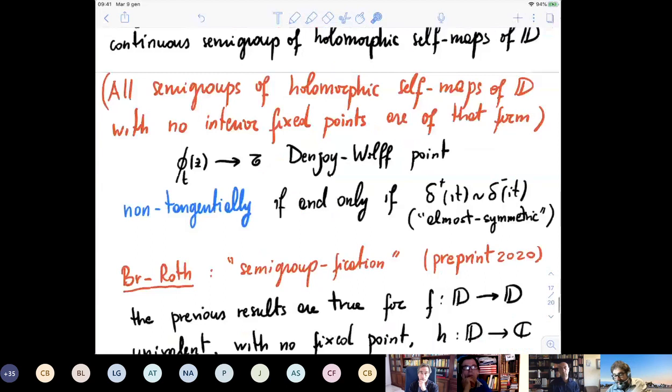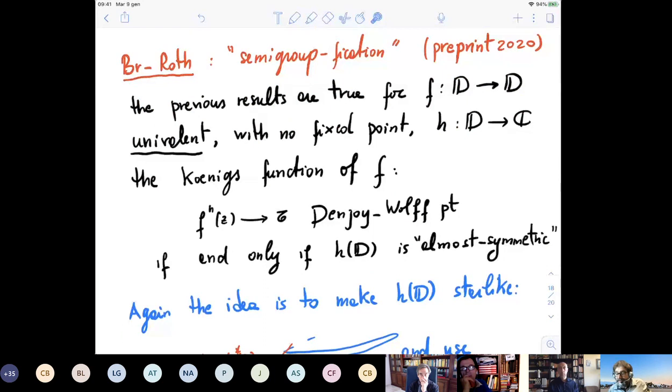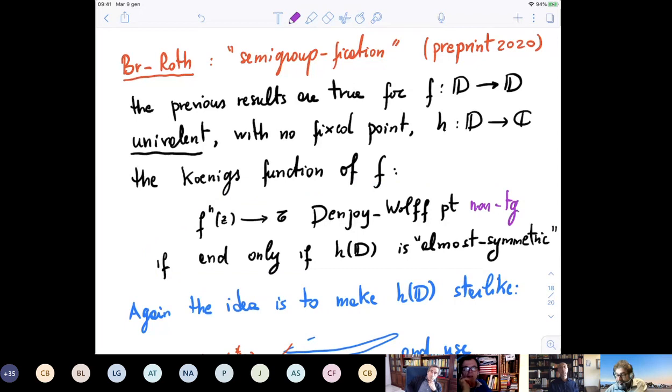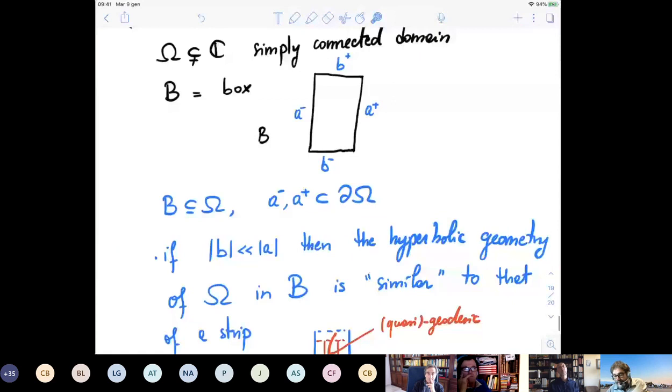Just to end up, this idea can be pushed forward to consider not only semigroups, and this is what I did with Oliver Roth recently, but to consider univalent self-maps of the unit disk. Still, you have the same result: the convergence is non-tangential if and only if the image domain of the Koenigs function is almost symmetric. And here you have to use again the construction of quasi-geodesics.